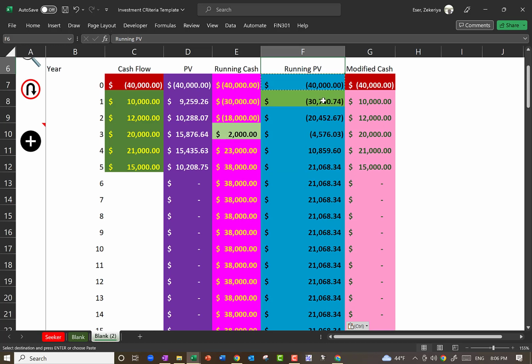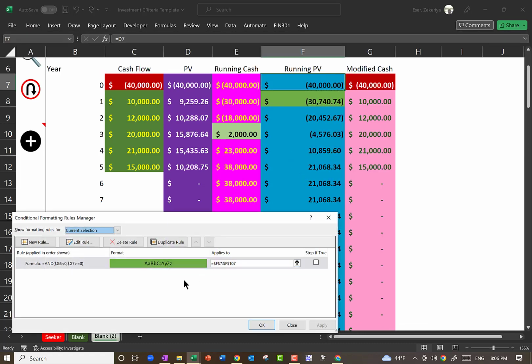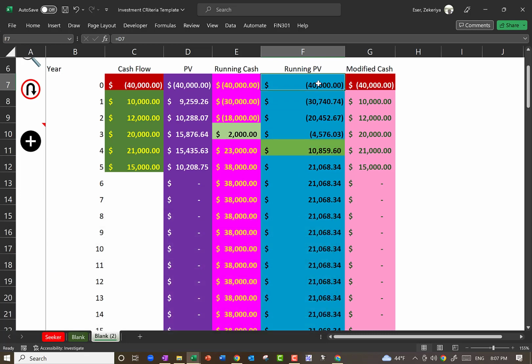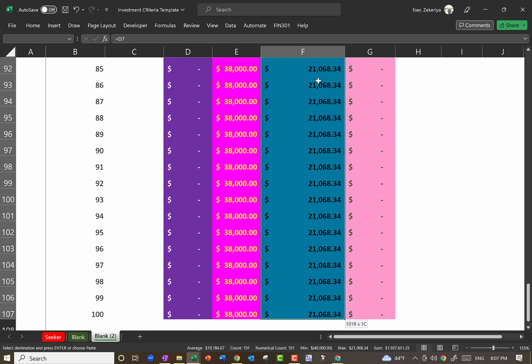I don't think I did that correctly. Let's do it again. If, it should be F6. If the previous PV is negative and current PV is greater than or equal to 0. And these are also relative references. Yeah, just in case.